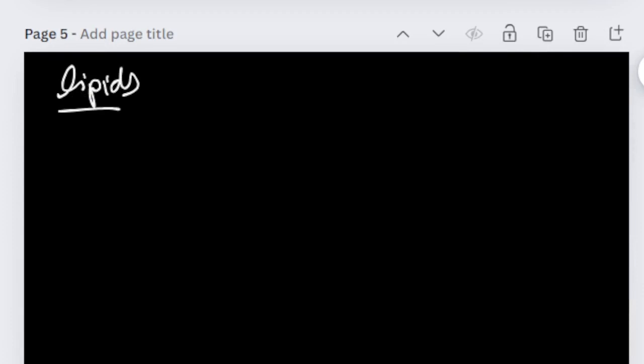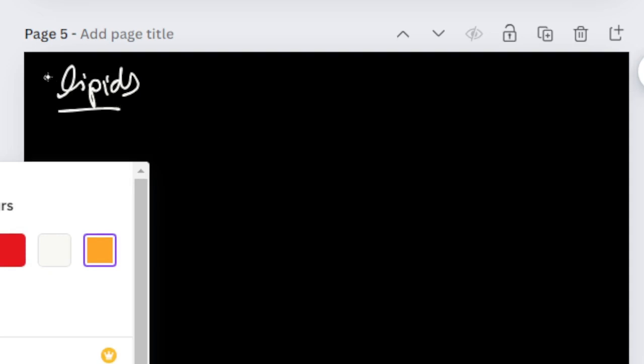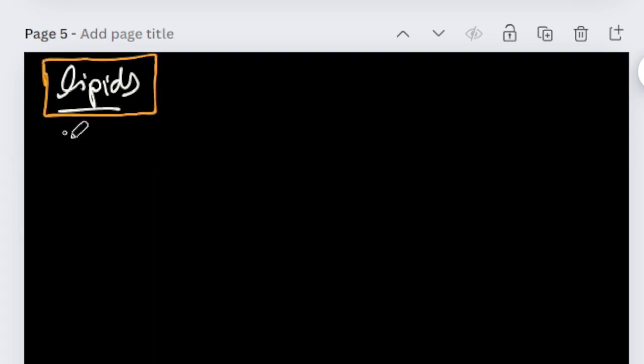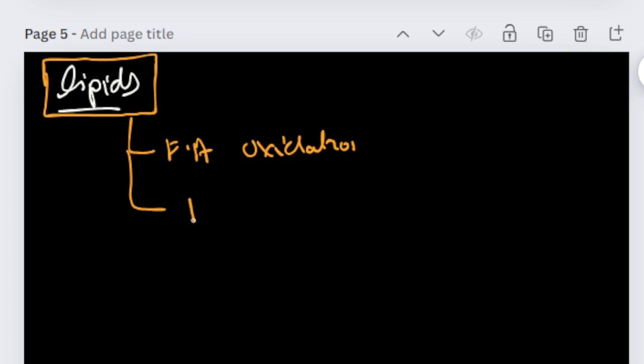Another is about lipids. What happens in lipid metabolism? We will explain lipids now. In lipids three things happen: fatty acid oxidation for energy production, ketogenesis, and cholesterol synthesis.